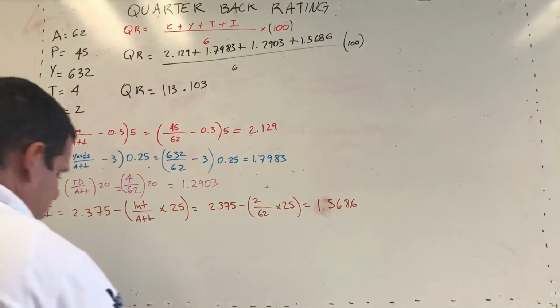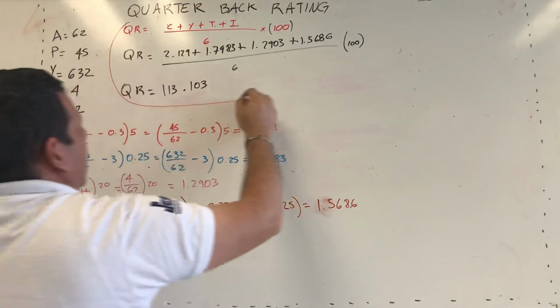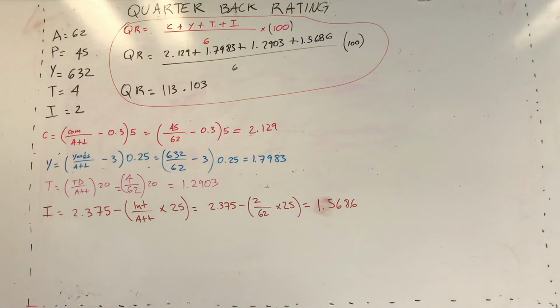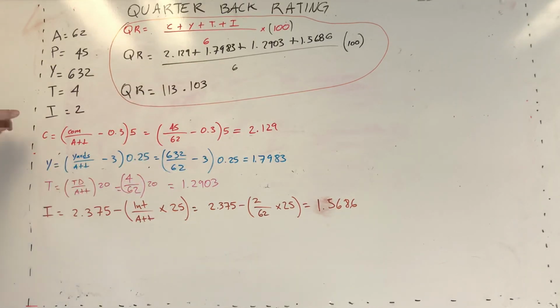So once again, just follow. This is how you get the quarterback rating with this formula. But as you can see, in order to get these values, you need to first get the completed passes, the yards, the touchdowns, and the interceptions. Please copy.